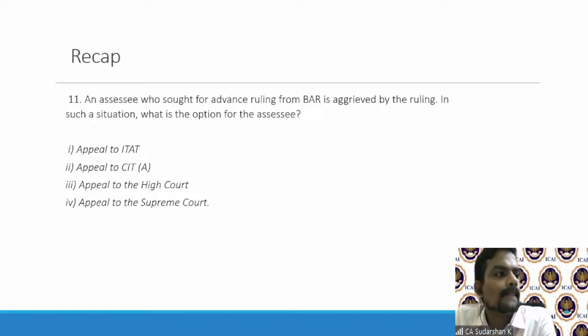The last one. A non-resident assessee who sought an advance ruling from the BAR is not happy with the ruling, because according to the non-resident, it feels that it is not taxable. Nevertheless, it went for an advance ruling just to ensure that its understanding is right. But to its surprise, it found out that the advance ruling gave a completely adverse view, saying the transaction is taxable. So the non-resident assessee is not happy with the advance ruling. What can it do? Can it appeal to the ICAI, go on appeal to CIT(Appeals), go on appeal to the High Court, or go on appeal to the Supreme Court?